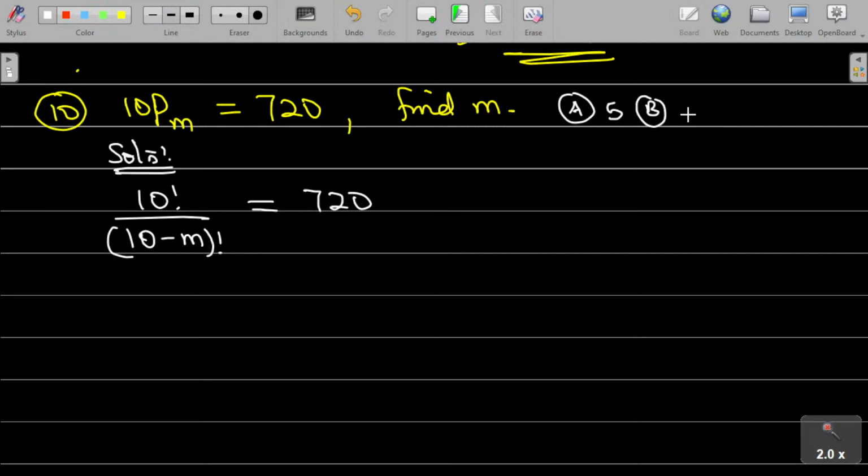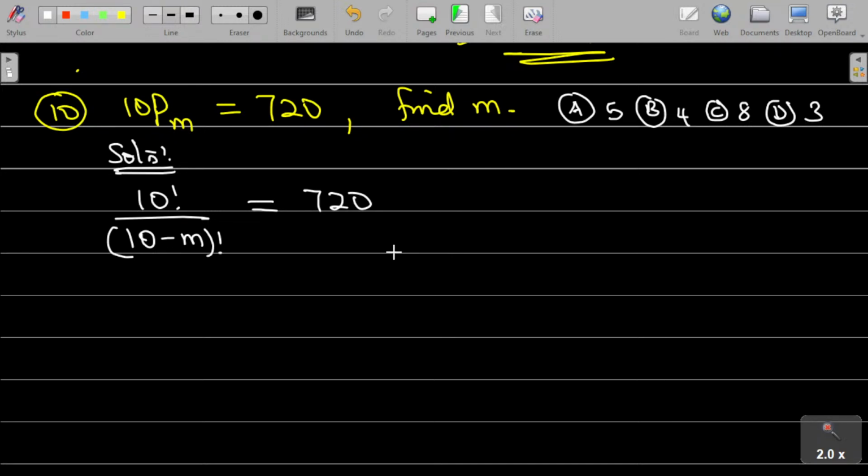B. You have 4. C. You have 8. And D. You have 3. Another thing you can do in this kind of question is actually trial and error. So you can just put in some of the options there.